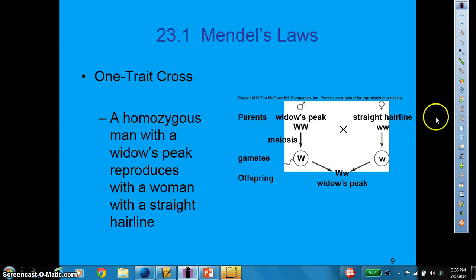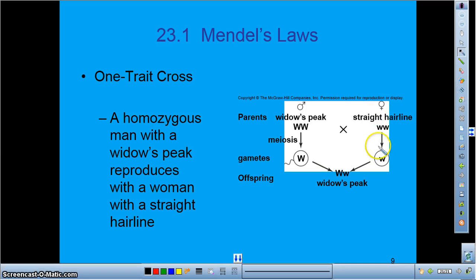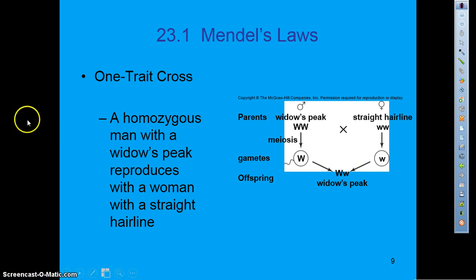So this one is a really simple concept to grasp because the man can only give a big W for each one of his sperm, and the female, on the other hand, can only give a little w in each one of her eggs. So the only possibility for their offspring then is to have a widow's peak and to be heterozygous, in this case, for widow's peak, big W, little w. So every one of their children should have a widow's peak.